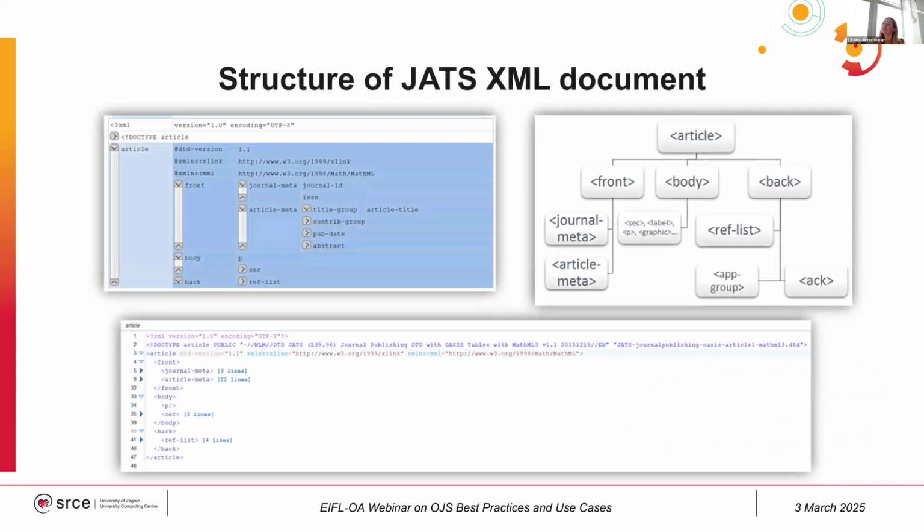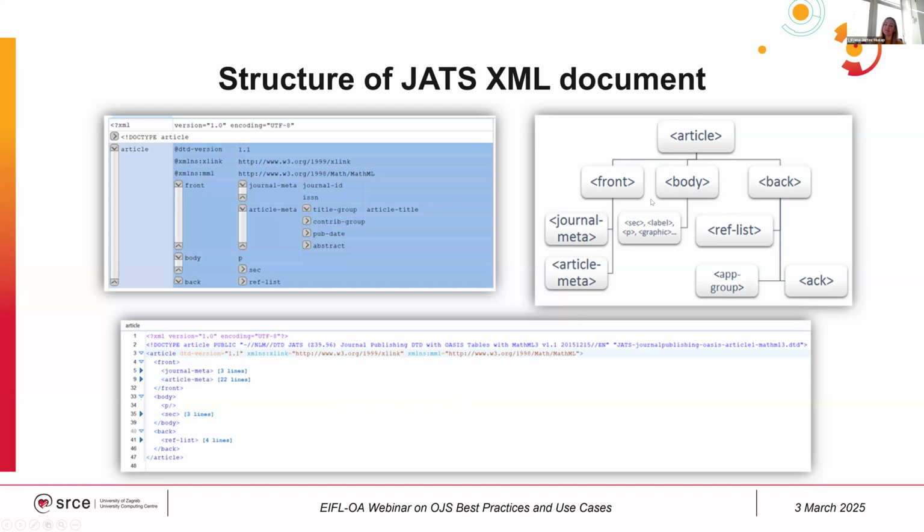Here on this slide, you can see a visual representation of the structure of JATS XML. The blue one on the left side is a grid view. The one below is a basic XML document. And the third one is a visual representation, where you can see that an article includes three main parts: the front part, body part, and back part.